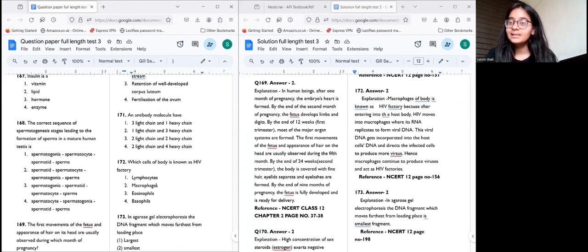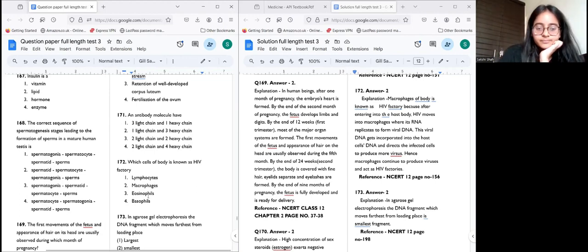Getting that? This viral DNA gets incorporated into the host cell's DNA and directs the infected cells to produce more viruses. So HIV has RNA. That RNA enters the host cell and produces viral DNA. Now that DNA goes into the host's other cells and causes it to form more viruses. So the macrophages continue to produce viruses for the HIV. If something is producing something for you, it's a factory. So the macrophages are acting as HIV factories.